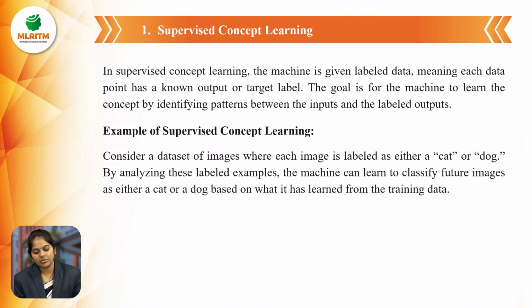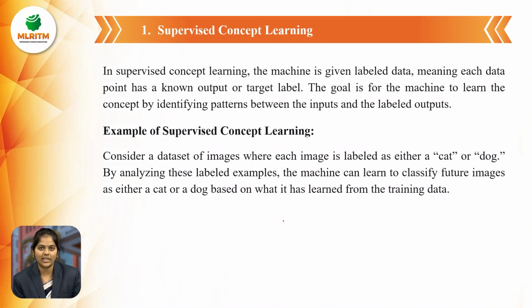In supervised concept learning, the machine learning model is given labeled data, meaning each data point will have a known output or target label. So the goal for the machine learning model is to learn the concept by identifying the patterns between the inputs and the labeled outputs. Let's see the example. Consider a data set of images where each image is labeled as either a cat or a dog. By analyzing the labeled examples, the machine will learn to classify future images as either a cat or a dog, based on what it has learned from the training data.